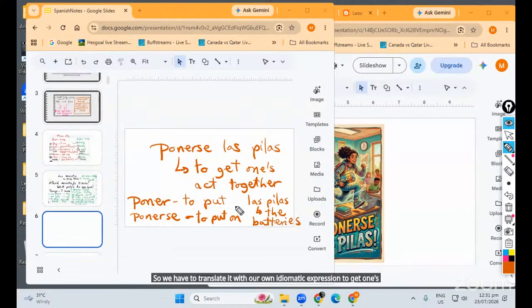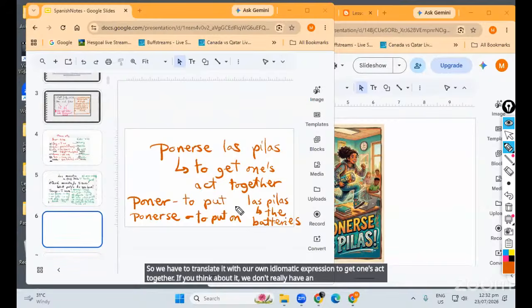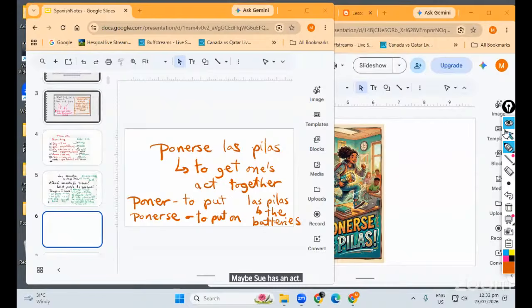If you think about it, we don't really have an act. Maybe someone still has an act. But in general, most of us don't have acts, right? Yeah, to get your act together could mean to work hard. It could mean be more energetic, work harder.